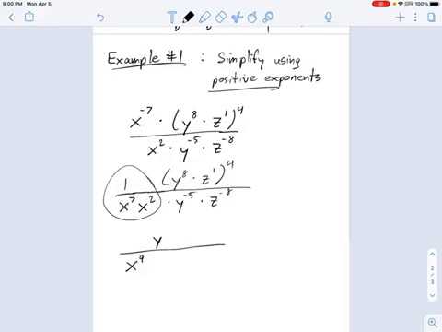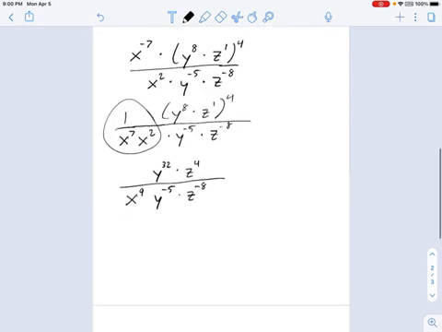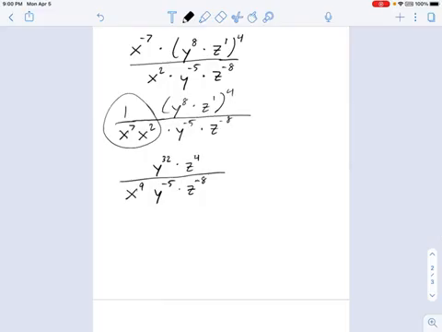Y to the 8th to the 4th power, that's going to be y to the 32nd power. And z to the 1st to the 4th power is just z to the 4th power. And then on the bottom, we still have y to the negative 5th and z to the negative 8th. Well, if you just remember what y to the negative 5th is, that means, let's bring this over here. Y to the negative 5th, that's just 1 over y to the 5th. And z to the negative 8th, that's just 1 over z to the 8th.